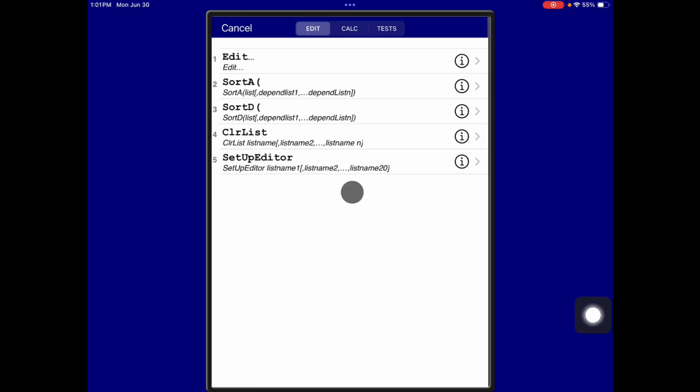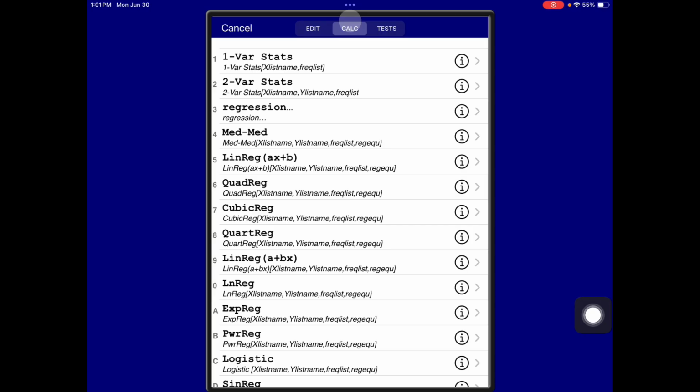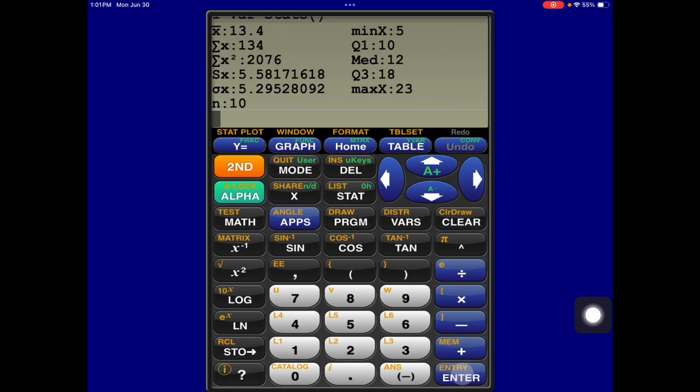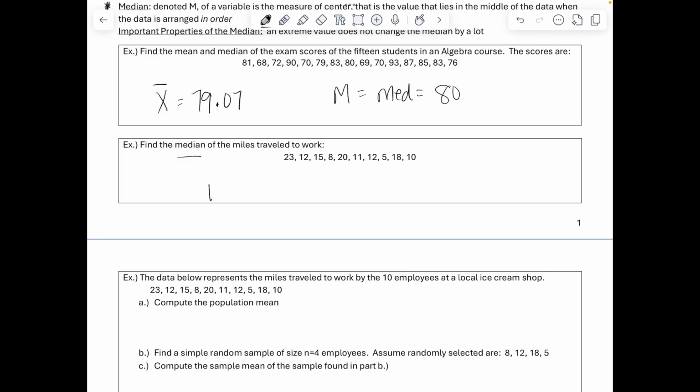Then select your Stat button again, go to Calc at the top, go to 1-Var Stats, select Enter, and you'll notice you get your results. From the calculator, we get the median, or just M, is equal to 12. And you can go ahead and put units with this for miles, which is what we're discussing.